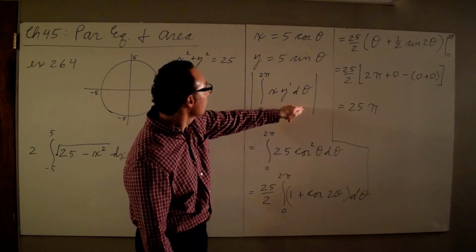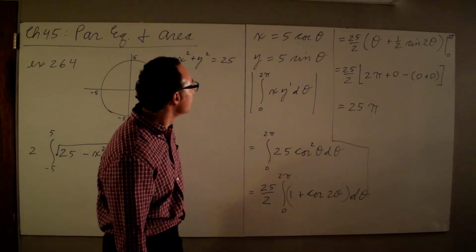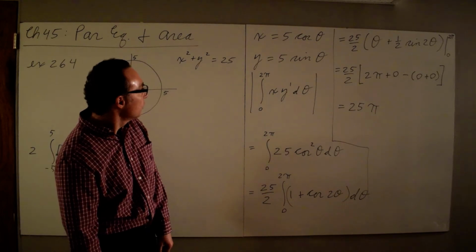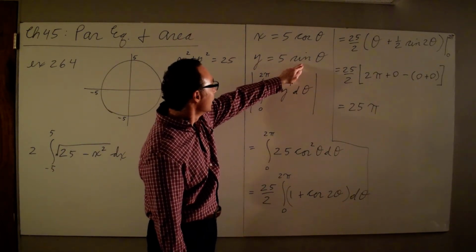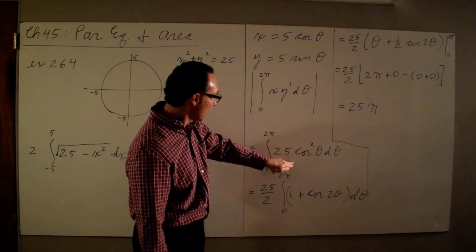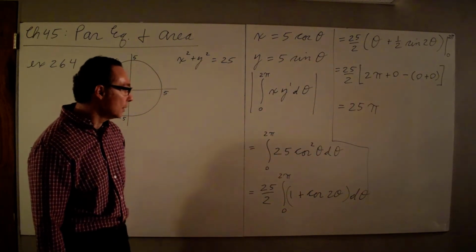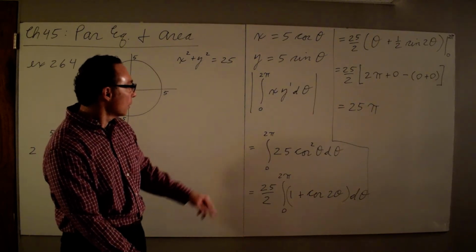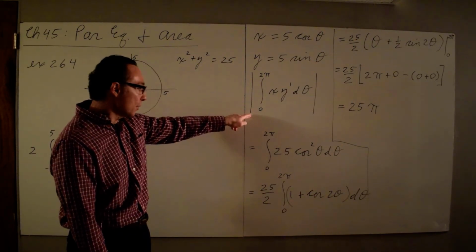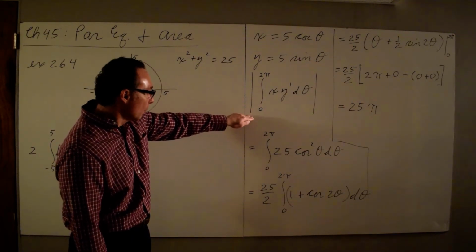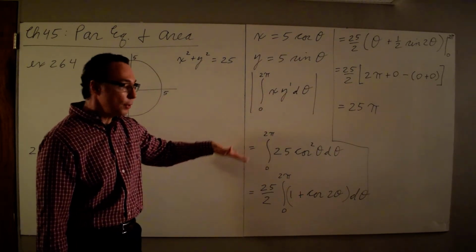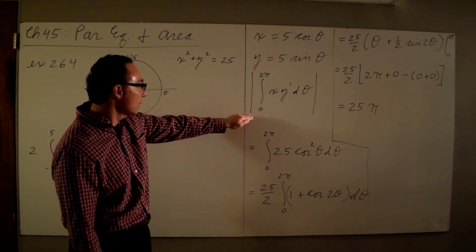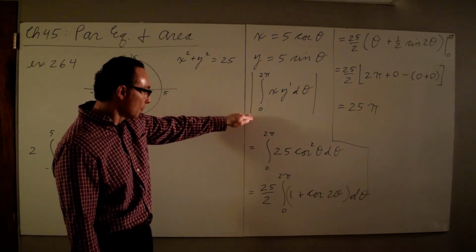We take the absolute value. We didn't have to this time because the derivative of y is 5 cosine theta. And so we just multiply these two together. We have 25 cosine squared theta d theta. So that was positive, so we don't really need the absolute value here. But it is part of the formula, and in general, xy prime or x prime y won't always be positive, so we want to make sure we take the absolute value of our integral.